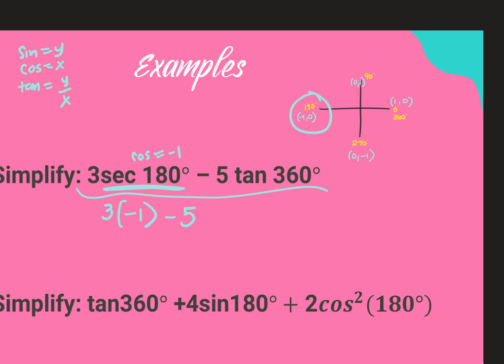And then I go to the 360. 360 is on the right where 0 is. And the tangent would be the y over the x. So what would be the tangent there? 0. And I'd get negative 3 minus 0, which is negative 3. We're going to try another one. When you go to 360, you do 1, 0. You do the y over the x. 0 divided by 1 is 0.